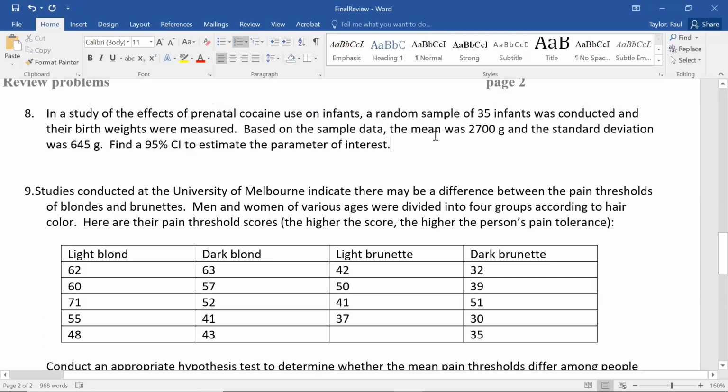For each of these kids, we have one piece of information, which is how much they weighed. That's all we have. There's no other piece of information about these babies. So we have one variable and it's quantitative. So this is a one sample T question and it's asking for a confidence interval. So we'll flip back over to Minitab.